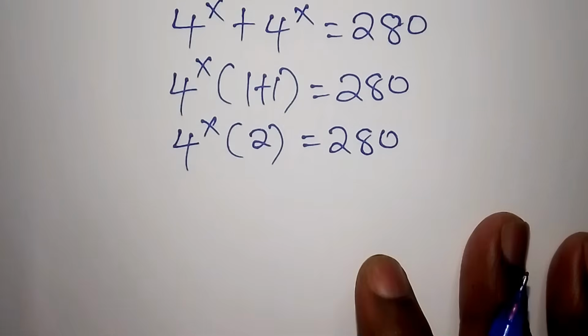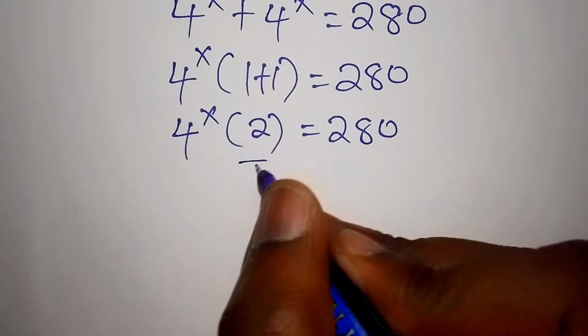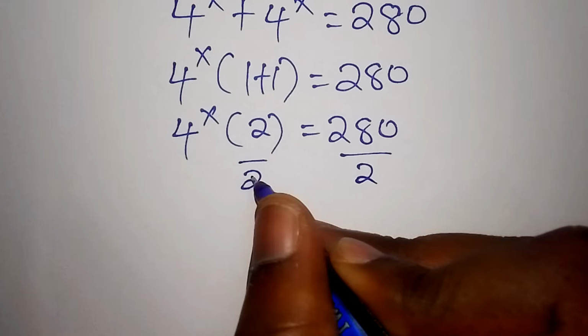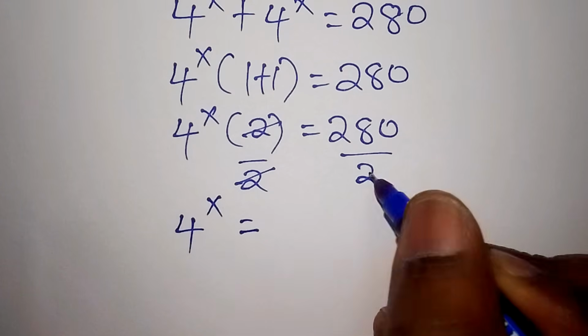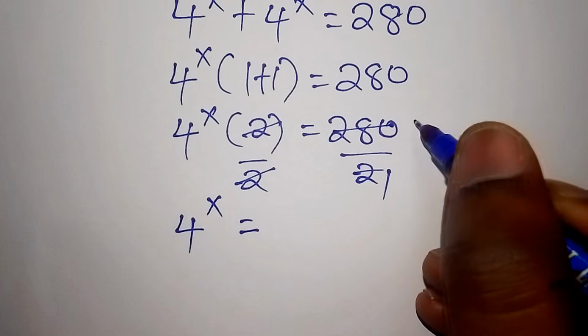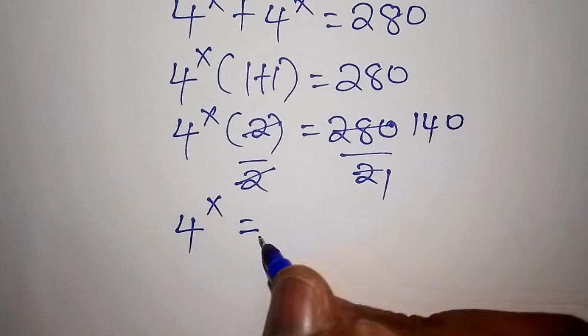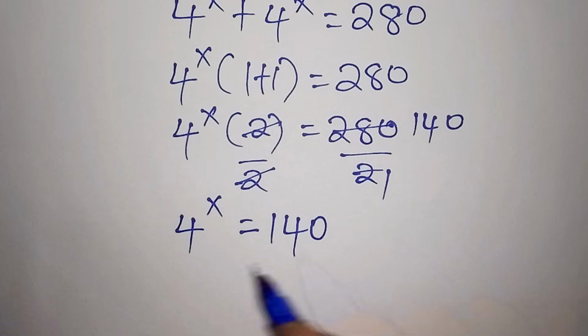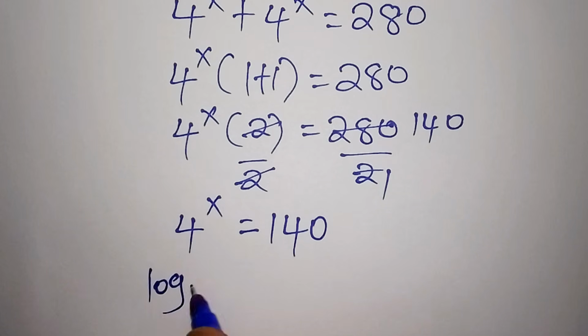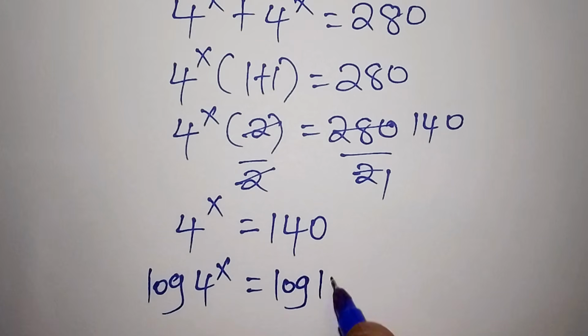The next step is for us to divide both sides by 2, so that the 2 by 2 shall cancel. So now 4 to the power of x is equal to 2 into 280, which is 140. The next step, let's now change it into the log. So we shall now have the log of 4 to the power of x is equal to the log of 140.